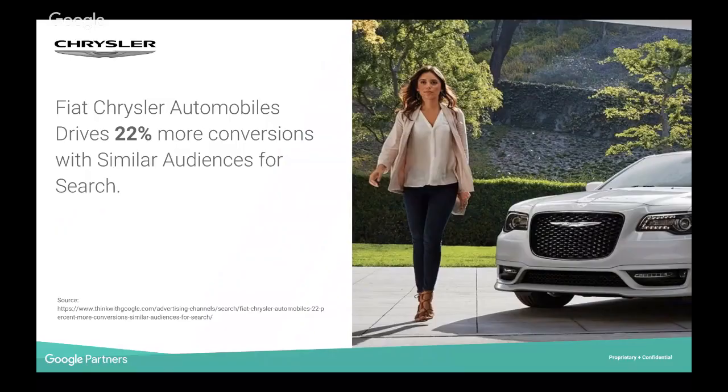So Fiat Chrysler drove 22% more conversions with similar audiences for search. Again, this is due to a lot of things. When we say that similar audiences for search performs well, it's because, for example, when we're using them in bid only, we're just saying that for us, those users are valuable. And if you're using automatic bidding, those should be taken into account in your automatic bidding strategy.